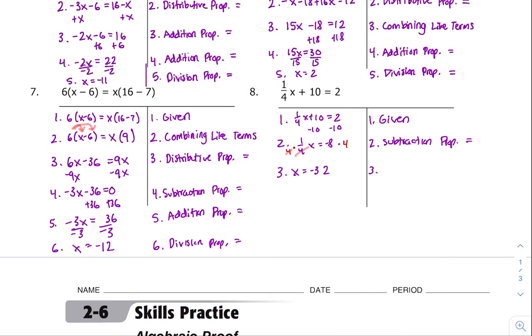Reason, multiplication property of equality. So hopefully this helps you guys out.